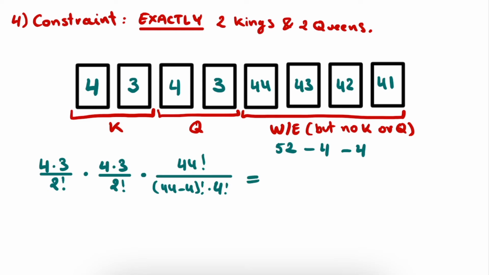Plugging this into a calculator, we find 4,887,036 possible combinations to draw 8 cards, of which exactly 2 are kings and exactly 2 are queens. And because we are now becoming more proficient in how to solve these exercises, let's go to the fifth and final exercise, where we look at the most complex form of constraints.